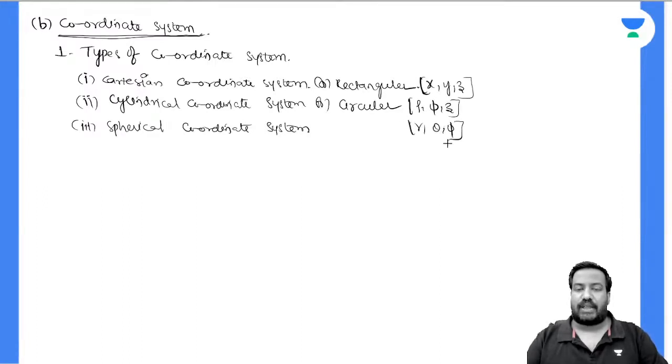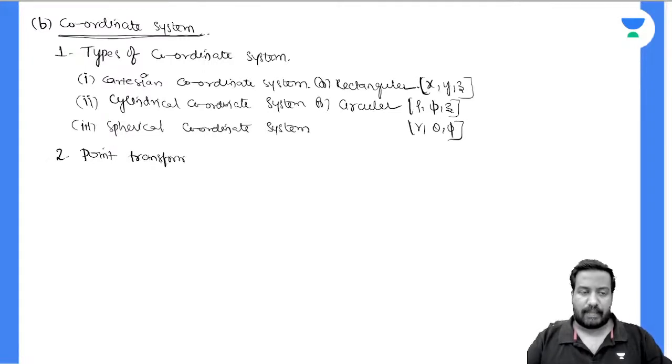For detailed explanation about the definitions, range and all, you can please go to the playlist. For module 1, you will get the detailed solutions. The types of coordinate system, their range has been defined. We went through point transformation. This speaks about how to convert a point from one coordinate system to another coordinate system. Very important concept. Please go through it.